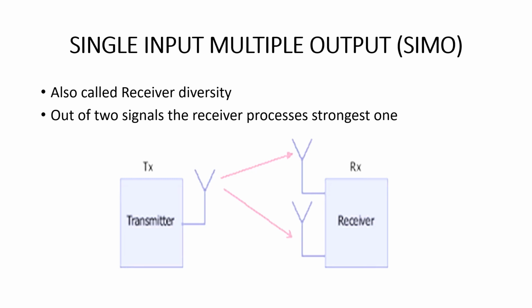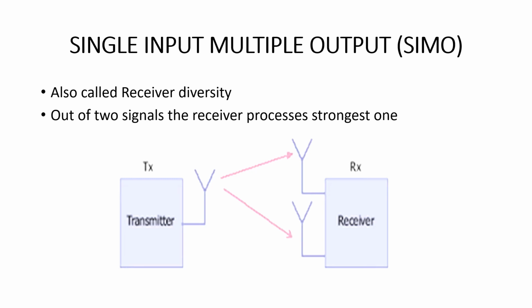You can observe that in MISO, that is multiple input, single output, we have multiple antennas at the transmitter side. So it is called transmitter diversity. So wherever we have multiplication, that will provide diversity. Since in the MISO diagram, that is the second type, the transmitter antennas are in multiple numbers, that is the reason why we call MISO transmitter diversity.